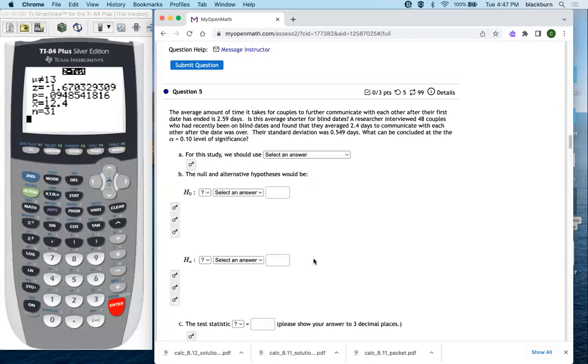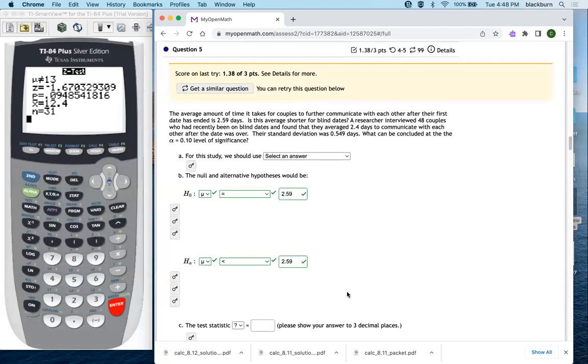The average amount of time it takes for couples to further communicate with each other after their first date has ended is 2.59 days. Is this average shorter for blind dates? Okay, so right there, we can go mu equals 2.59. Is it shorter for blind dates? So shorter means less than. So mu is less than 2.59. So we're going to enter those in there, and we got them right. But let's see why we're going to choose what we choose here.